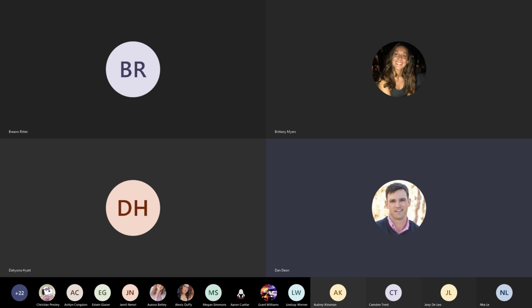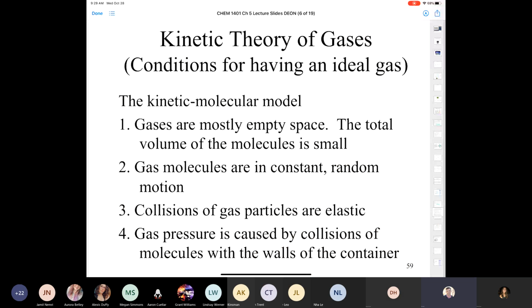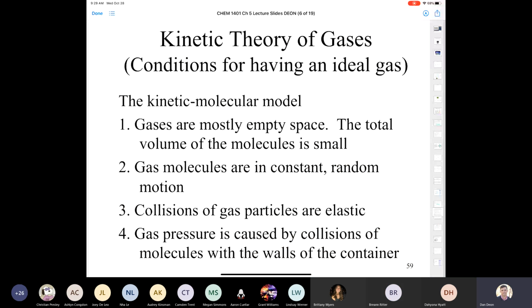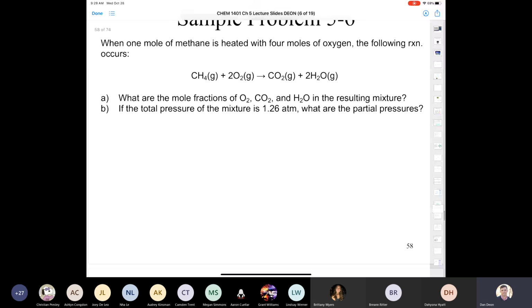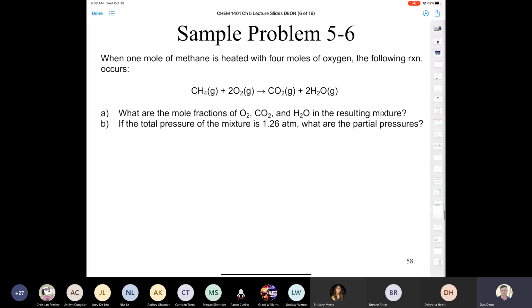Okay, Chemistry 1401. Today we're going to try to wrap up Chapter 5, which deals with ideal gases and gases. Before we get into what's called the kinetic theory of gases, I want to back up a slide and tackle a problem that we didn't get to finish during the last lecture.